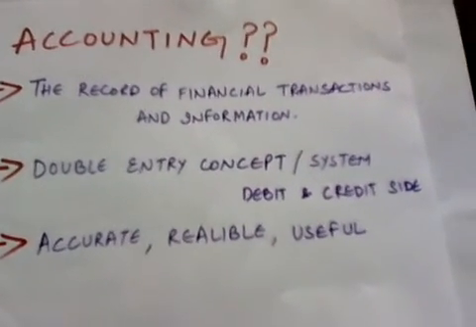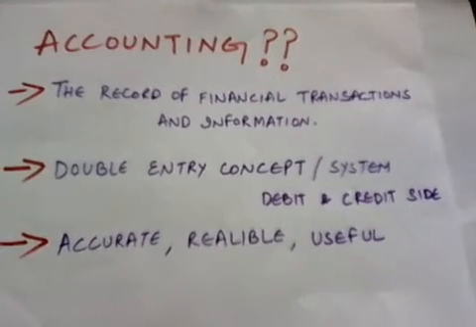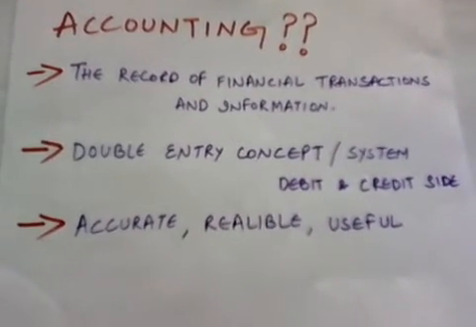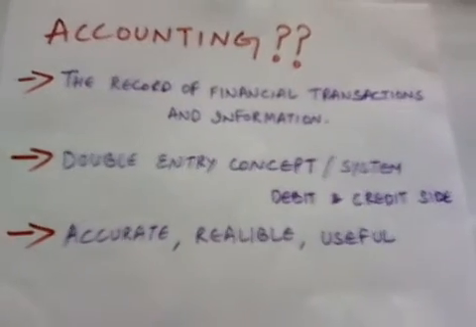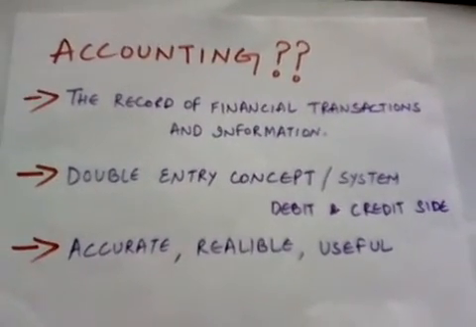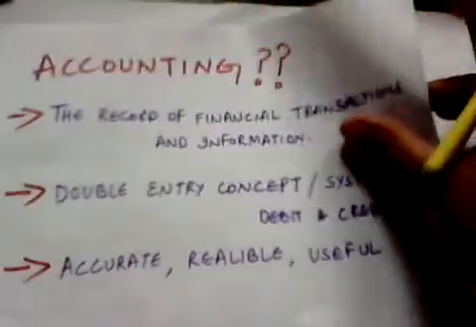So simply, accounting is the double entry system. Double entry means debit and credit sides. It is very useful, reliable, and accurate. I hope you all are getting what I am saying, right? Okay, let's move on.